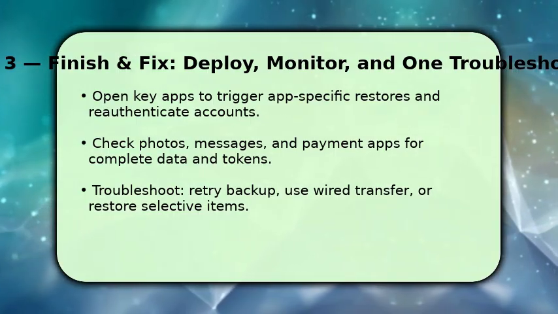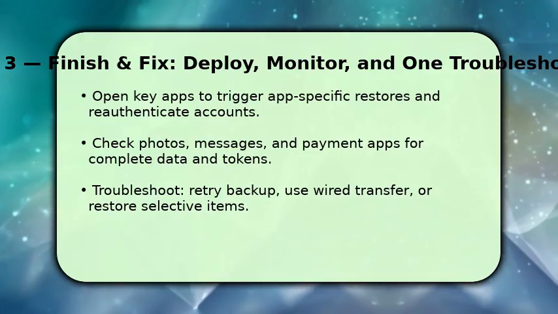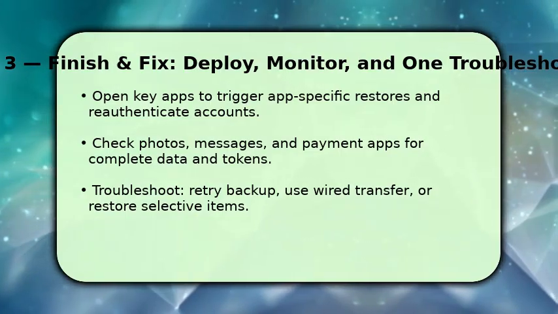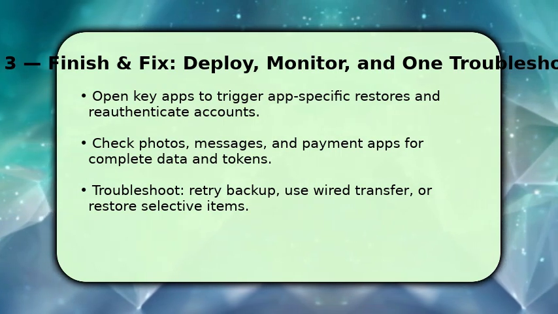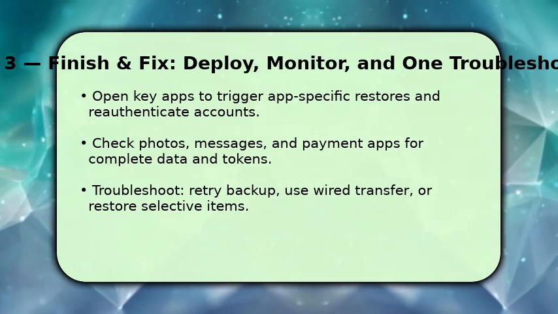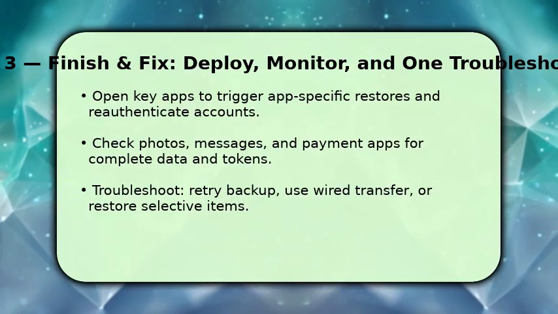If something is missing, try the key troubleshooting tip. Switch to a wired transfer or reinitiate the backup restore from the cloud after confirming the original backup is intact. This usually resolves partial restores.